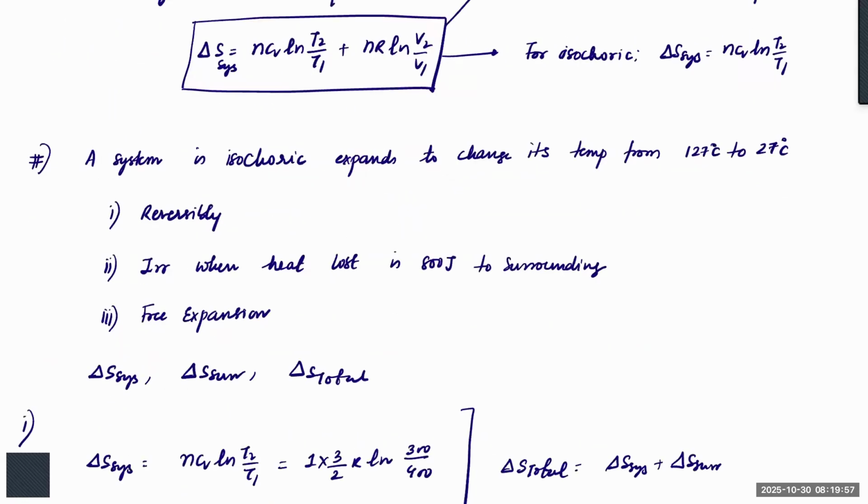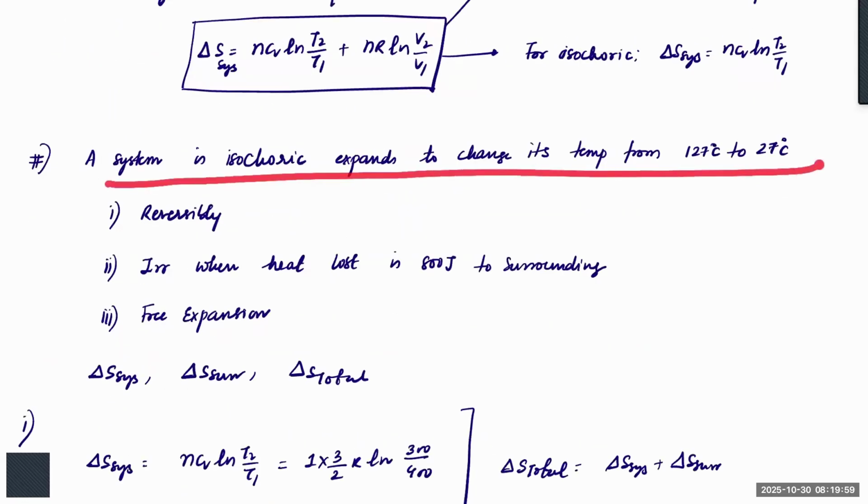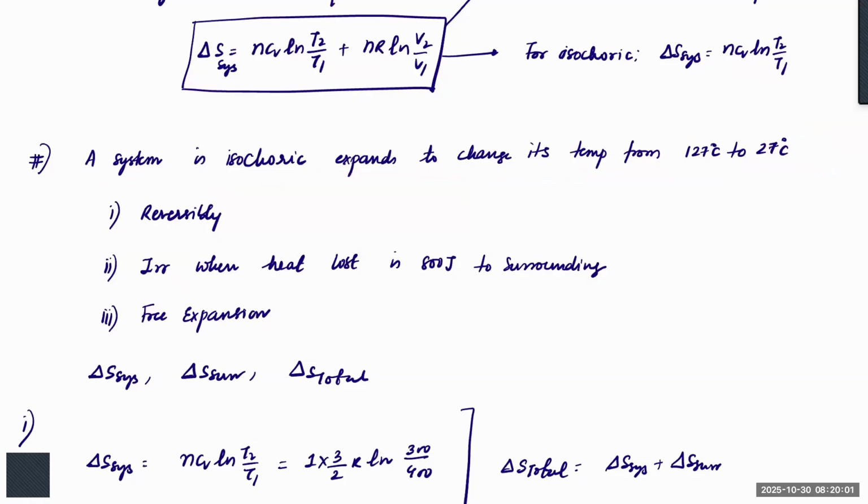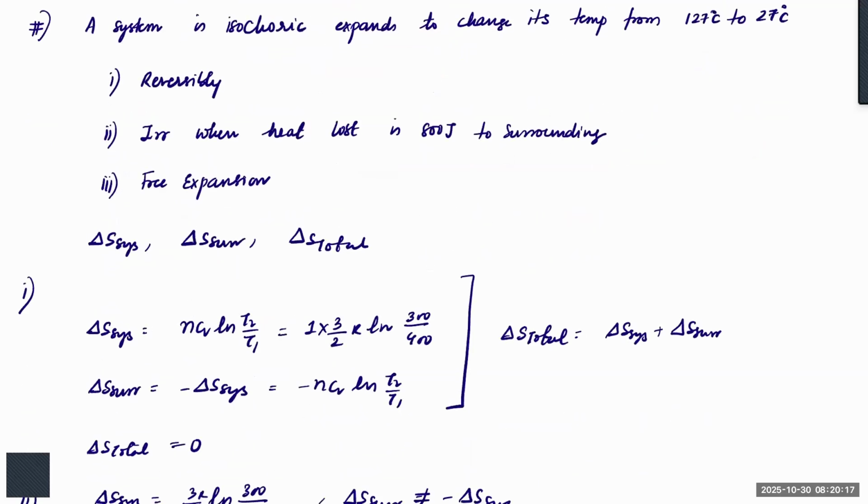Next, you see a system is isochorically expanding, with its temperature going from 127 degrees to 27 degrees. Once it is said to be reversibly expanding. Once it is said to be irreversibly expanding, losing 800 joules of energy to the surroundings. And once it is making a free expansion. Using these fundamentals, we need to figure out what happens to delta S of the system, delta S of the surroundings, and delta S total.